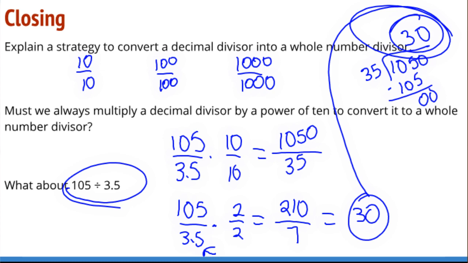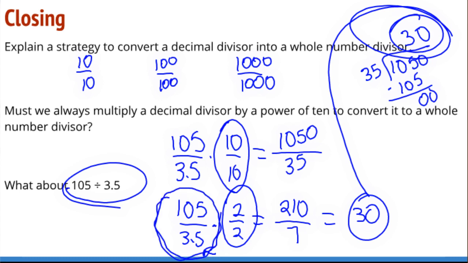No. As long as you're multiplying or scaling the numerator and denominator by the same factor, you will get the same quotient. We use powers of 10 because it is easy to move through the place value system with powers of 10. But that doesn't mean that we can't use a little bit of math common sense and say, well, if I double halves, I have wholes, so why not just double instead of multiplying by 10?